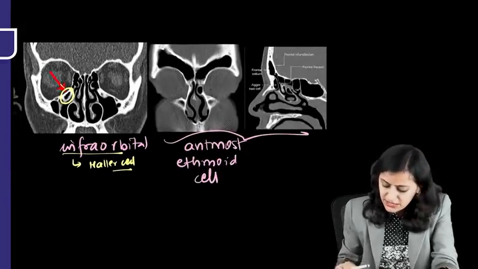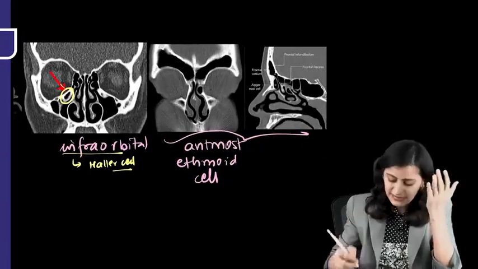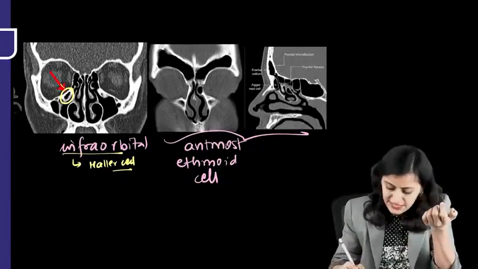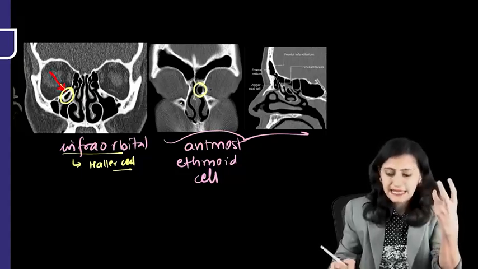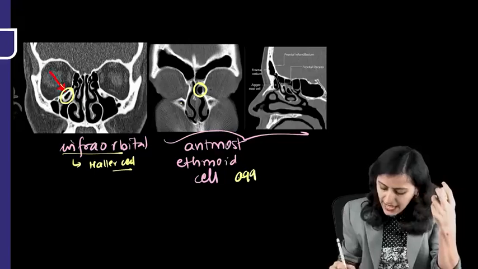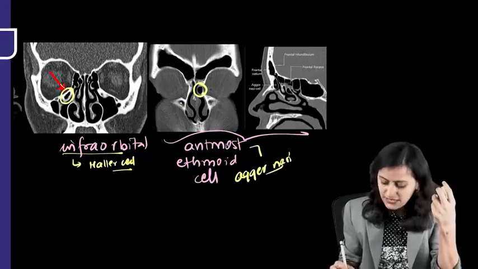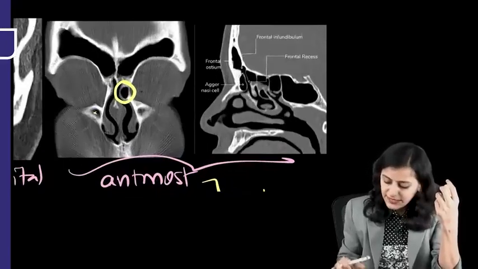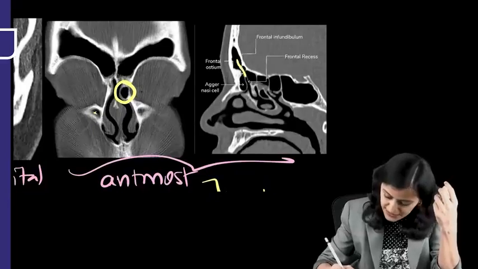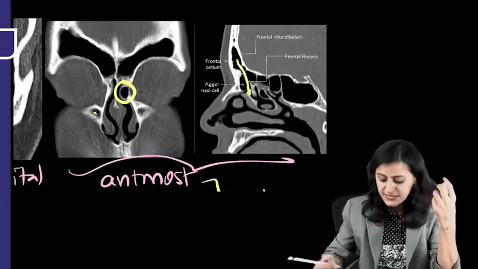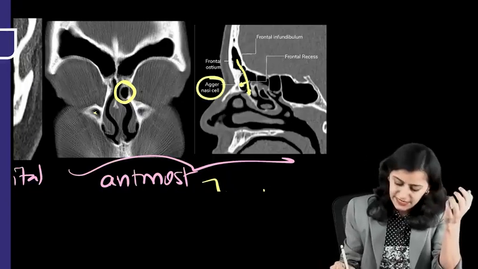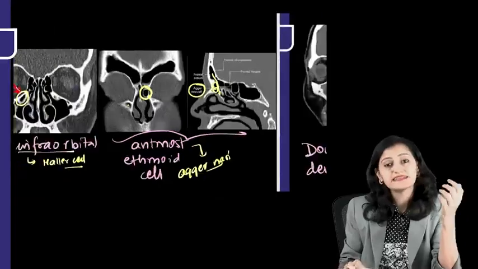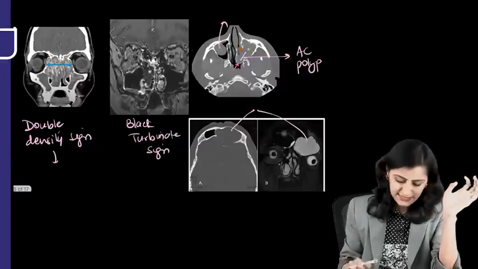The one which you see here, the anterior-most, we are still at the level of the nose. Maxillary sinus is just beginning to be seen. So, the anterior-most, sabse aage, is the agger nasi cell, which is the anterior-most ethmoid cell. You can see the frontal sinus draining into the frontal recess, and the cell in front of that is called the agger nasi cell. In front of the frontal recess, that is sabse aage, agger nasi cell.